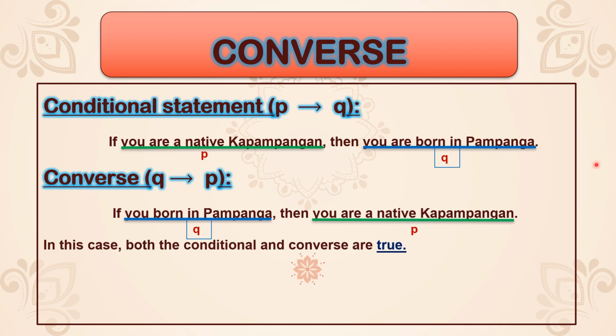Okay? So, in this case, both the conditional and converse are true. So, pareho silang tama. Kasi sa conditional, sabi, kung ikaw daw ay native na Kapampangan, then ikaw daw ay pinanganak sa Pampanga. So, tama. Kapag converse naman, kung pinanganak ka daw sa Pampanga, then ikaw daw ay native na Kapampangan. So, pareho pong nagsasabi ng totoo or pareho po silang true.